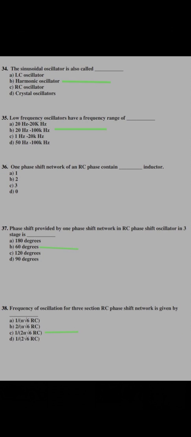तो 34th, the sinusoidal oscillator is also called as harmonic oscillator. 35th, low frequency oscillations have frequency range of 20 Hz to 100 kilohertz. 36th, one phase shift network of an RC phase shift contains dash inductor. One phase shift network of an RC phase shift contains one inductor. इसका आंसर नहीं है लेकिन इसका आंसर 1 है. 37, phase shift provided by one phase shift network in RC phase shift oscillator of 3 stage is 60 degree. Frequency of oscillation for 3 section RC phase shift network is given by 1 by 2 pi root of 6 RC.